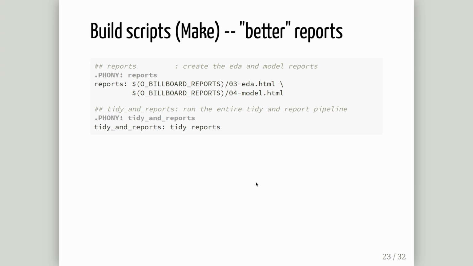And then if you want, you can just say, hey, every time I make EDA and model, I want them always run at the same time. So you can make another phony variable called reports that just links to the HTML for EDA and model. And then I can make something like, let's just run the whole thing that's tidy and reports. And the whole point is, I can either say make reports or make tidy and reports, and it'll build the whole thing, or only the parts that need to get updated.